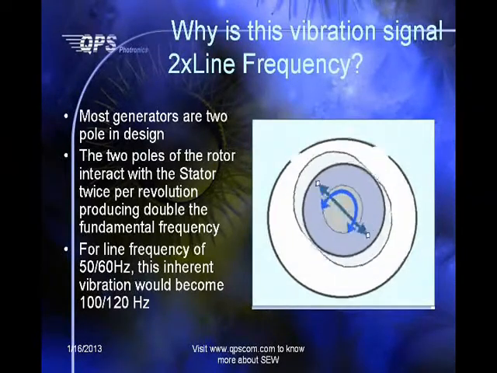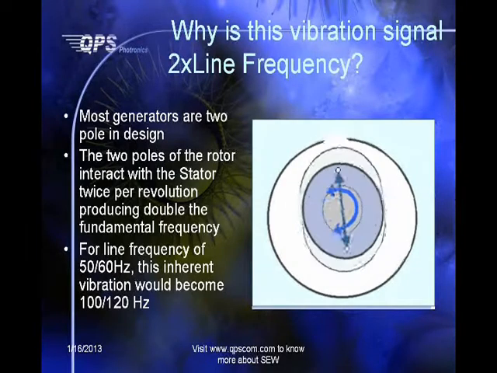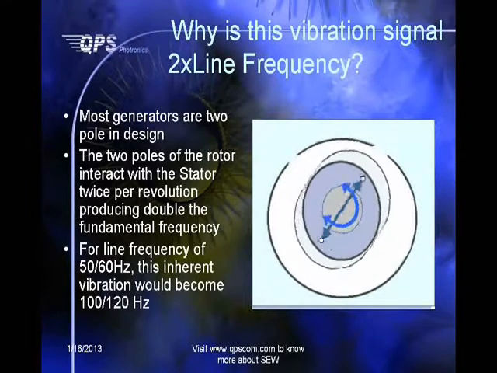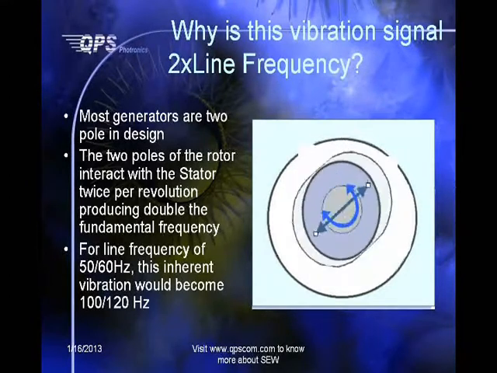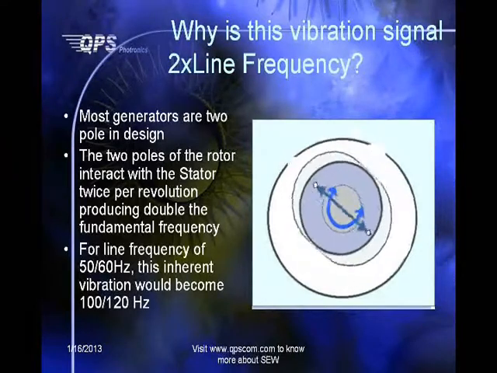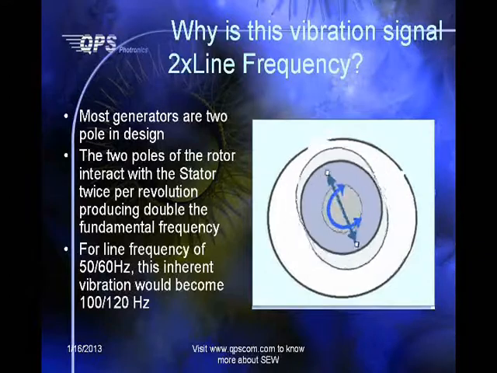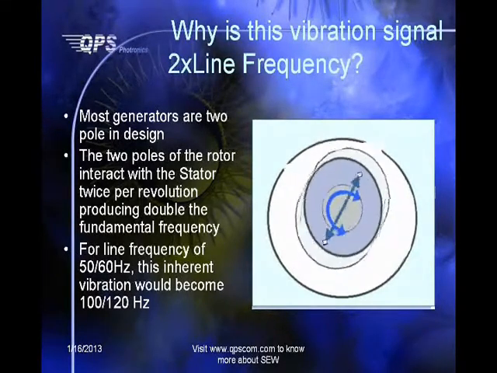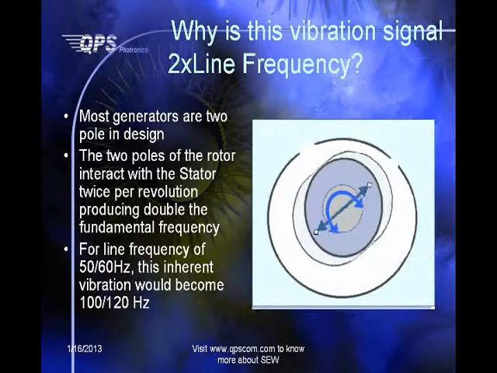In North America, most machines are running at 3600 RPM, and that means a line frequency of 60 Hertz. If you monitor the vibration of the end winding, it will come to 120 Hertz, quite exact.